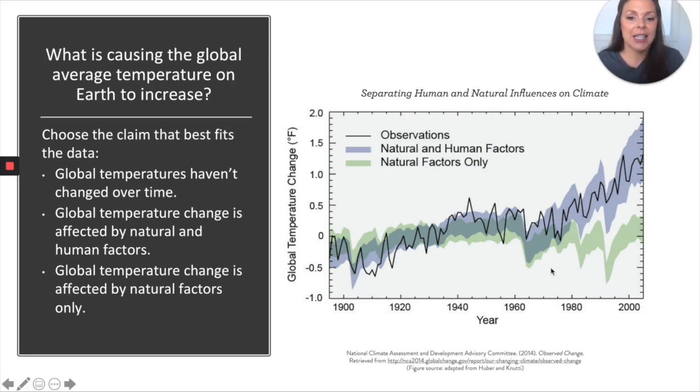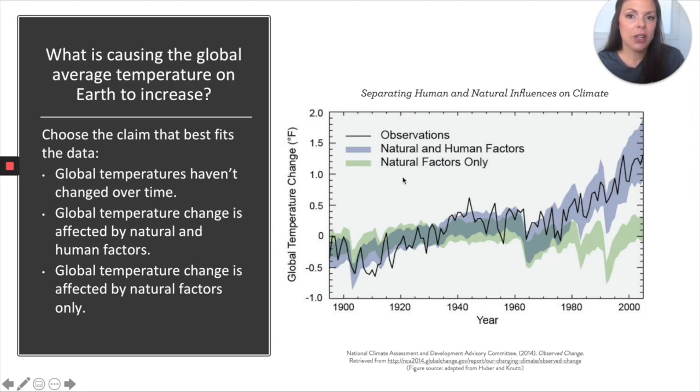When we look at the x-axis, we see that we're looking at years from 1900 to about the year 2000. And over here on the y-axis, global temperature change in degrees Fahrenheit. And then we also need to take a look at our key. So we are looking at observations of temperature. We're looking at natural and human factors together, and then natural factors only. So just separating those out on their own.